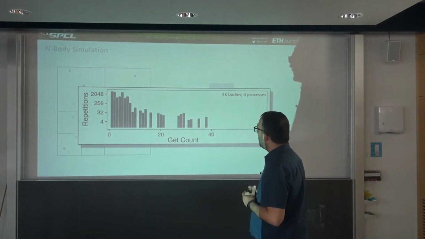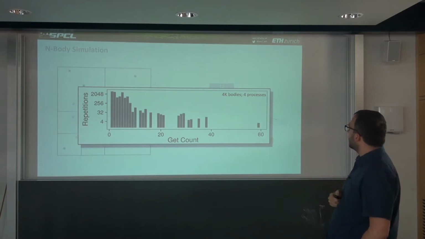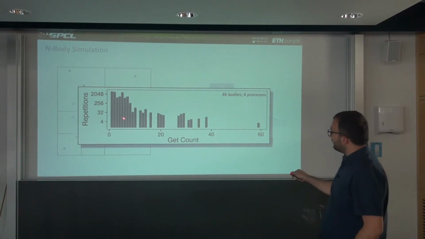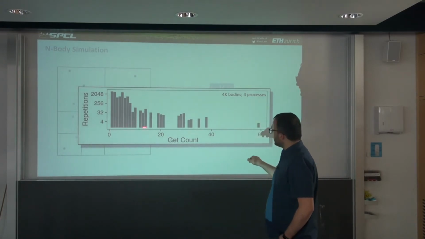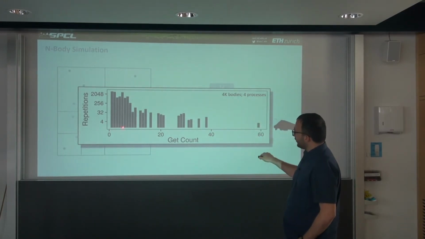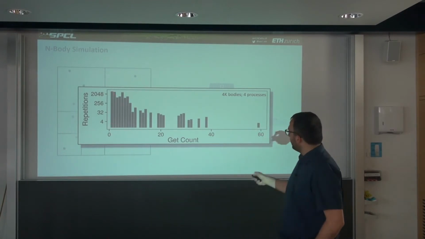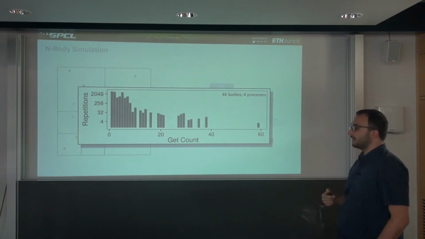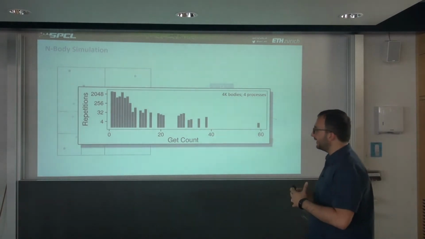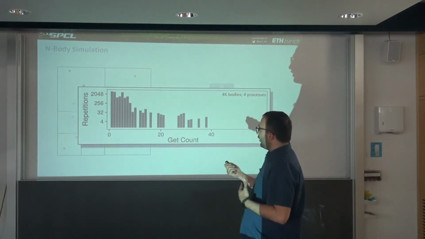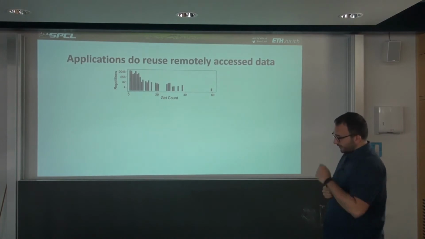And this is a real example. This is still quite small, like 4K bodies and 4 processes. But it shows that already for this small example, these are the gets. One get is repeated more than 2,000 times. And there are 60 gets that are repeated 4 times. So these are exactly the same gets accessing the same data. So this can be avoided. These multiple remote accesses can be avoided. So this is our first observation.